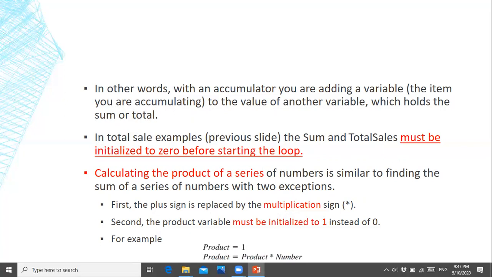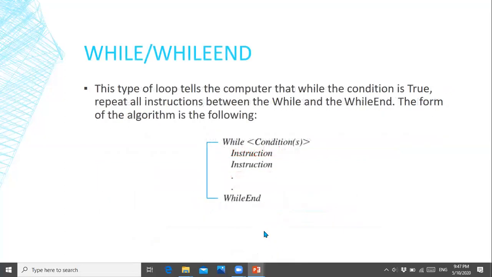In accumulating, we can sum numbers and we can multiply numbers. If we are summing numbers, then we start from 0, initialize to 0. If we do multiplication, the product variable should be initialized to 1. Then we do the same thing: product equals product multiplied by the number. Okay, so most loops are used for counting and for accumulating.